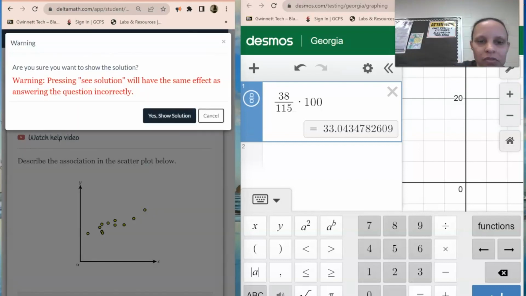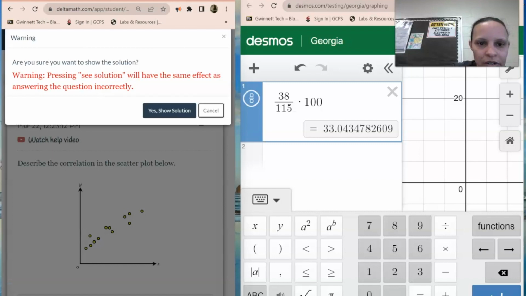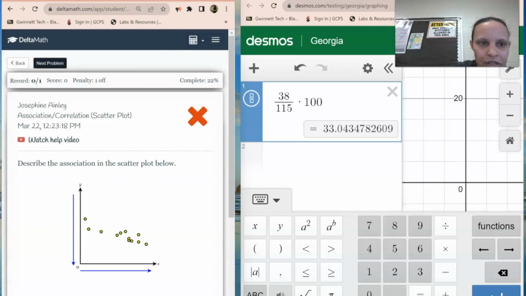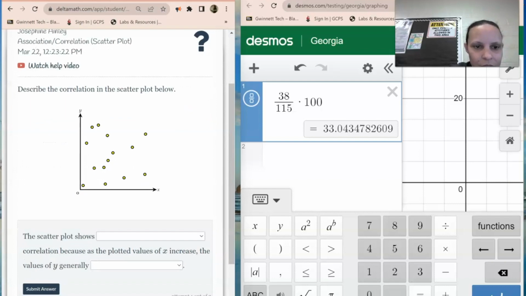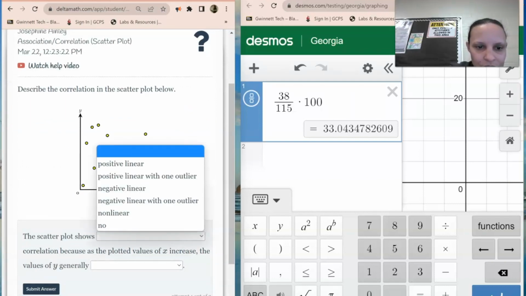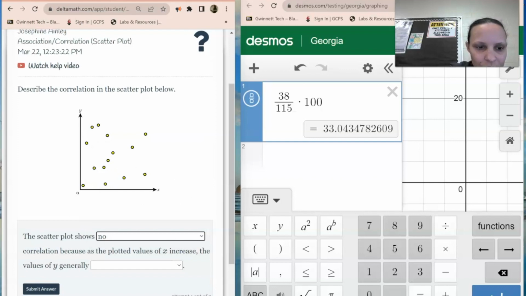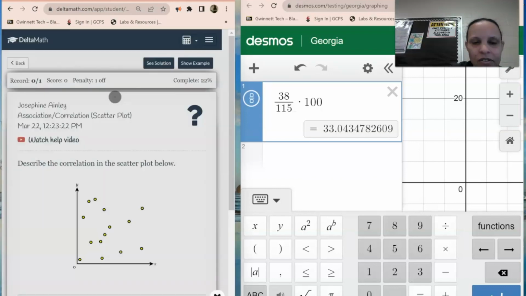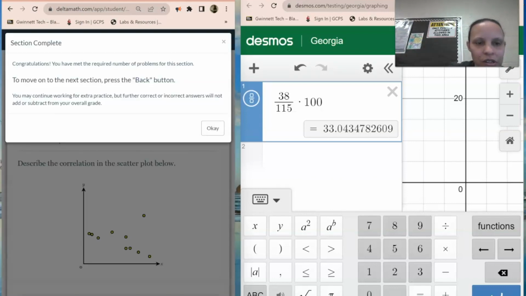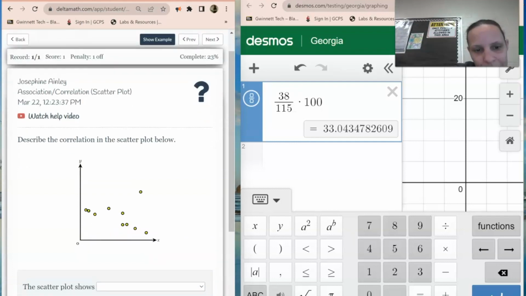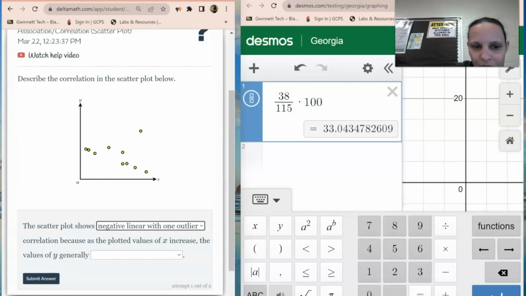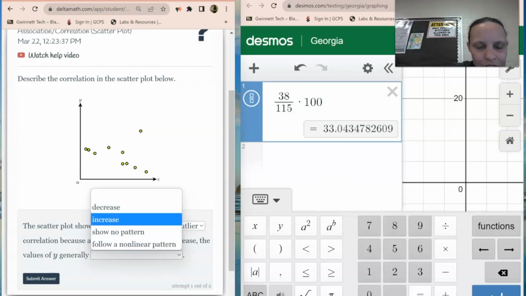So actually, I'm going to get this wrong and do it again. Let me find one, because that was actually a good question. Oh, it's not doing it now. Okay. Okay, what about this? It's everywhere. So this shows no relationship, no correlation, because as x increases, the y values generally show no pattern. Okay, so that one I'm actually going to do. All right, so again, and this one would be negative with one outlier. So this would be a negative linear with, because this one is out there, right? So negative with one outlier because it's decreasing.